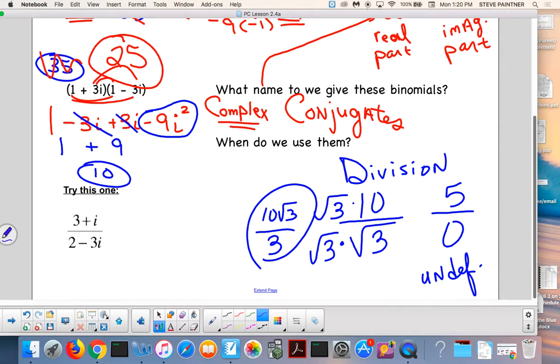Well, when else can you not divide? 0, radicals, and what else? Imaginary. You can't divide by imaginary numbers. So how are you going to get rid of this imaginary number on the bottom?